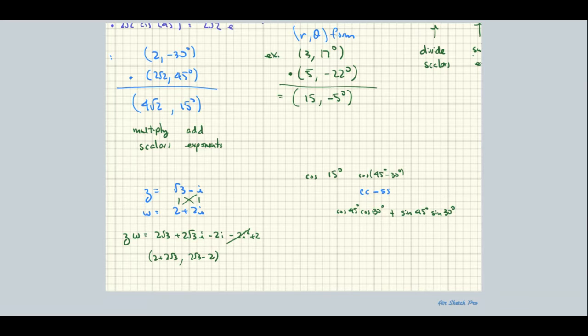Okay, the cosine of 45 is root 2 over 2. The sine of 45 is also root 2 over 2. The sine of 30 is 1/2. The cosine of 30 is root 3 over 2. So that's root 6 plus root 2 over 4.